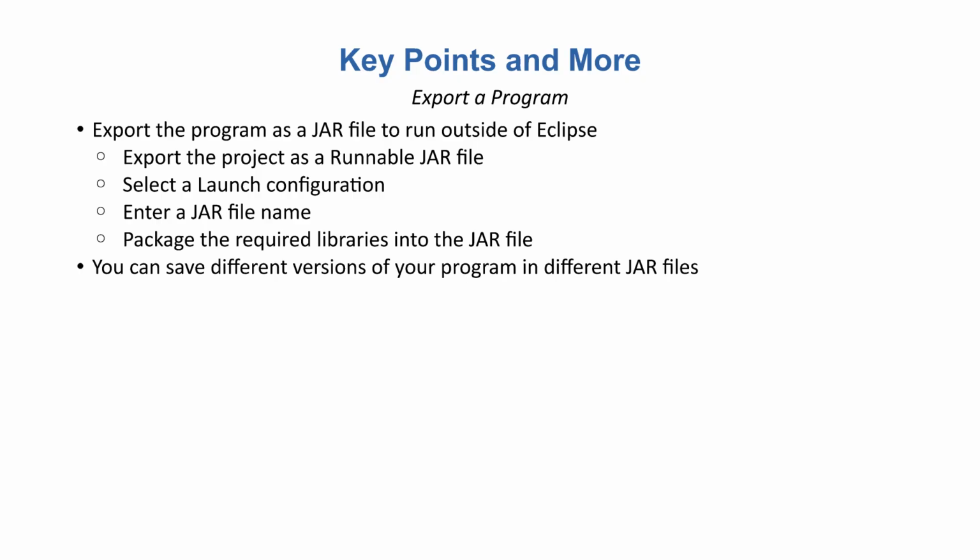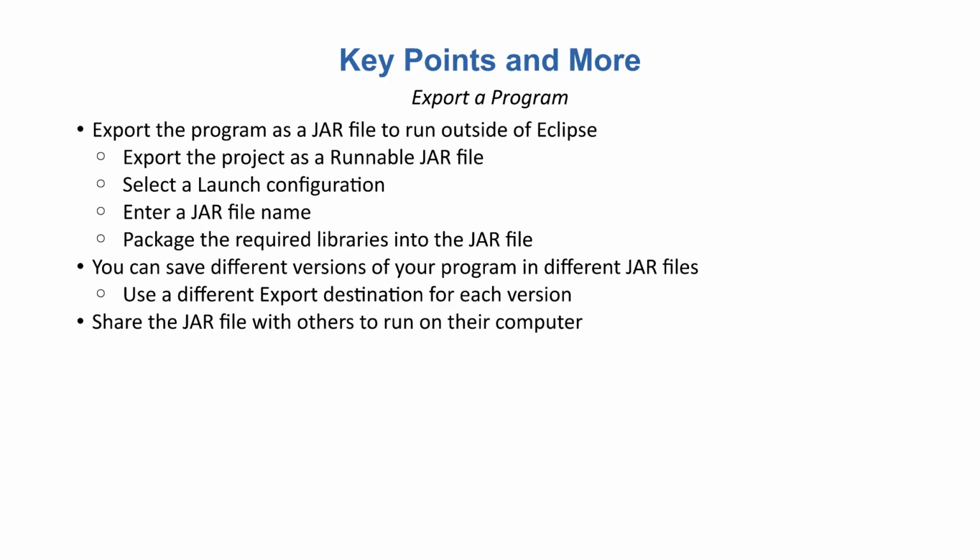You can save different versions of your program in different jar files. For example, you might want different jar files for different ASCII art images. Use all the same export options, but use a different export destination file name for each version of the program. If you would like to share your program, share a copy of the jar file.